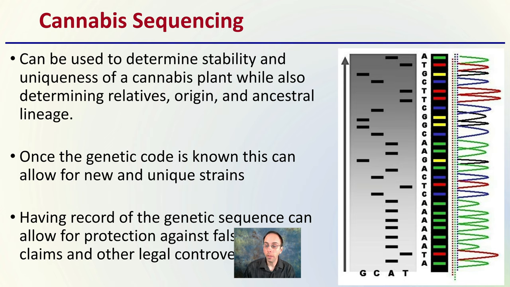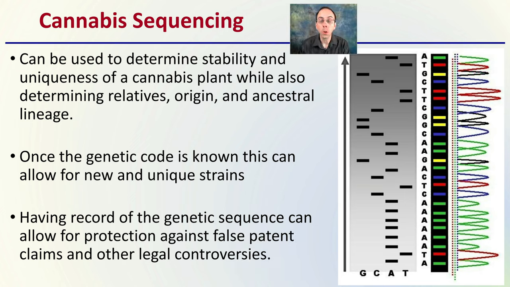Now, that sequencing that I had mentioned earlier, what is sequencing? Well, it's the sequence, or the order, of all of the nucleotides within the DNA. And this can be used to determine the stability and uniqueness of a cannabis plant while also determining relatives, origin, and ancestral lineage. Once the genetic code is known, this can allow for new and unique strains. Having a record of genetic sequences can allow for protection against false patent claims and other legal controversies. So it's good to have that blueprint or sequence of the genetic plants that you might be growing or producing.